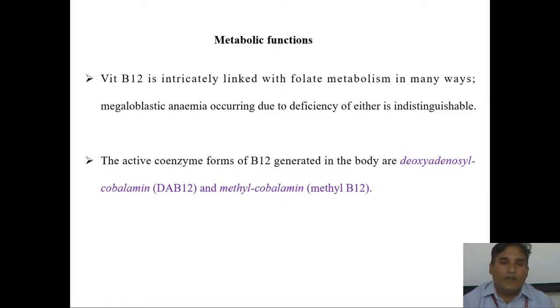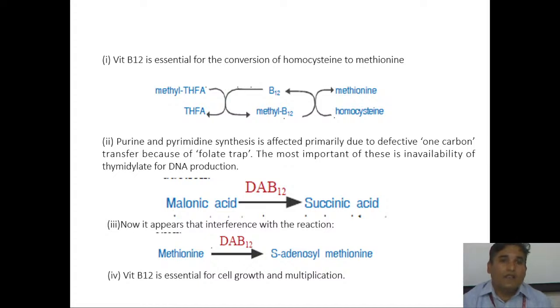Now the metabolic function. Vitamin B12 is intricately linked with folate metabolism, as we have discussed earlier, in many ways, and megaloblastic anemia occurs due to deficiency of either folic acid or vitamin B12, and that is indistinguishable. The active forms of vitamin B12 generated in the body are deoxyadenosylcobalamin and methylcobalamin. The function of vitamin B12 is essential for the conversion of homocysteine to methionine.